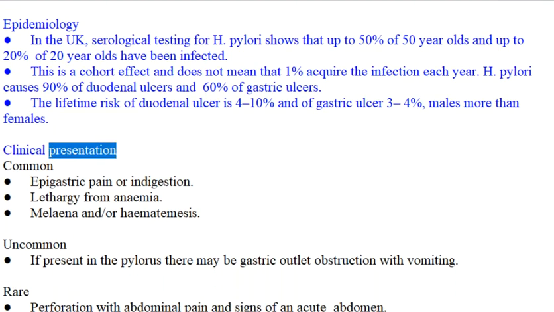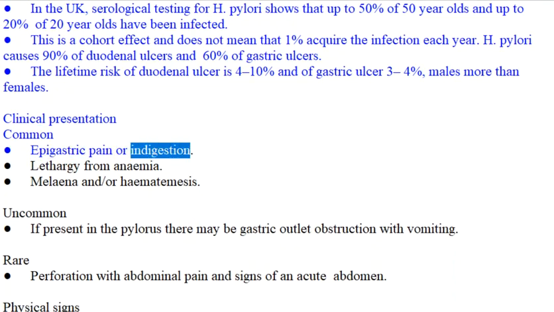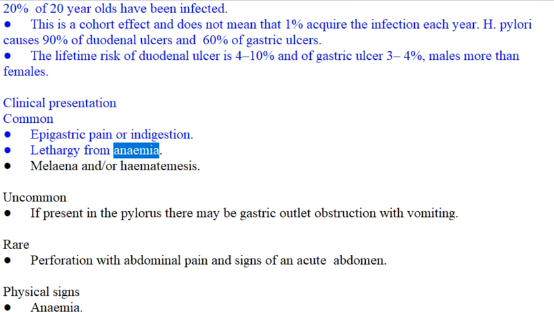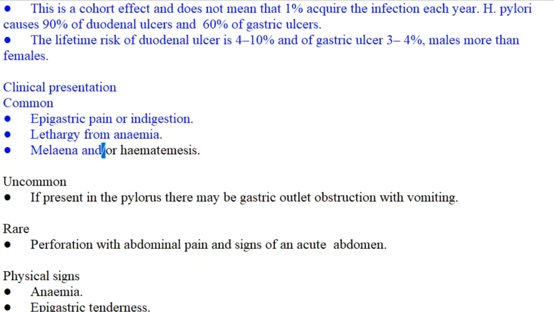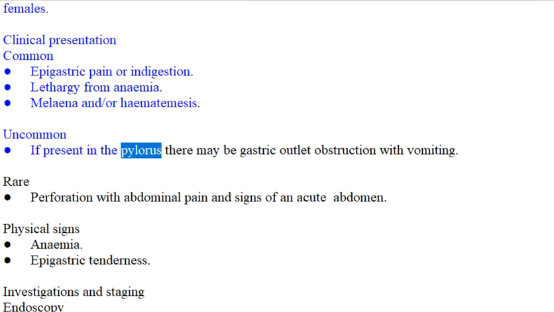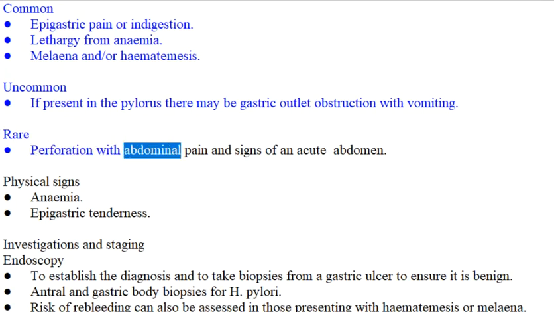Clinical presentation. Common: epigastric pain or indigestion, lethargy from anemia, melena and/or hematemesis. Uncommon: if present in the pylorus, there may be gastric outlet obstruction with vomiting. Rare: perforation with abdominal pain and signs of an acute abdomen.